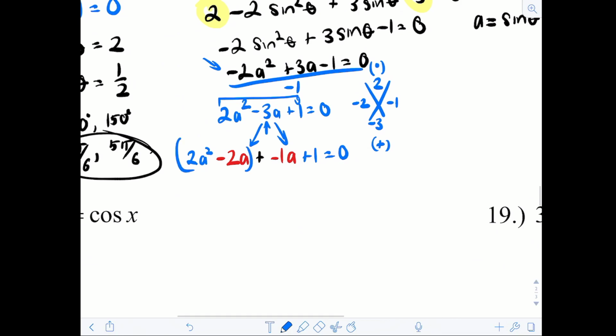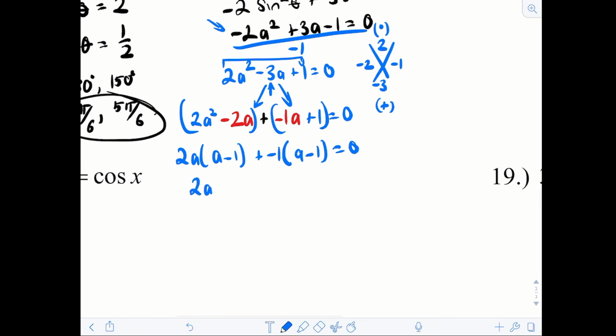Then I'm going to put parentheses around the first group and the second group. I'm going to take out a 2a, and I'm left with a minus 1. I'm going to take out a negative 1 so that the two parentheses do match up, right? They're both a minus 1. I'm now going to write this as 2a minus 1 with all the other stuff left over, and then a minus 1 is equal to 0.